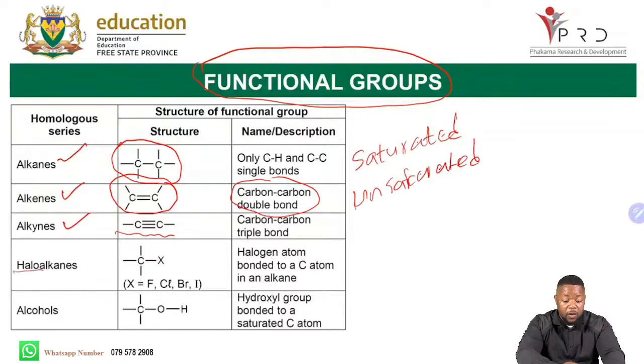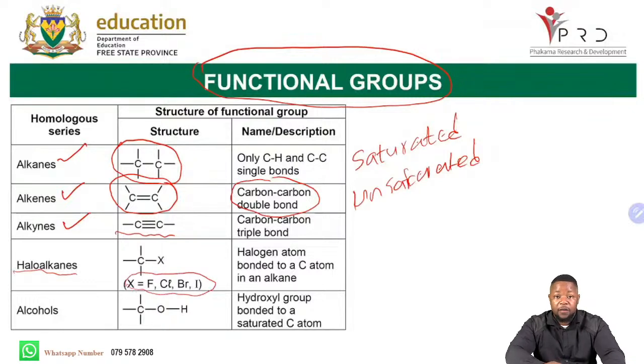And then we can go now to the haloalkanes. So this is where we get one atom or two atoms of the halogens from the group 7 elements that is bonded to our organic molecules. And this group of molecules are referred to as the haloalkanes. And then we go to the alcohols. The alcohols there, we are going to identify the hydroxyl group. So when we see the hydroxyl group, we know that this group of organic molecules belong to the homologous series, which is the alcohols.